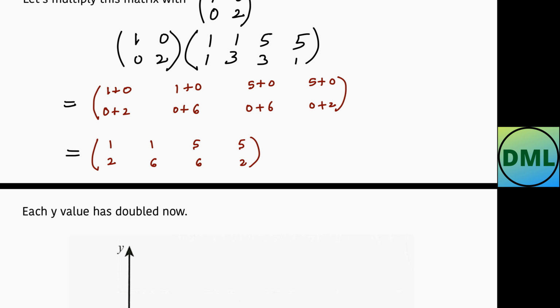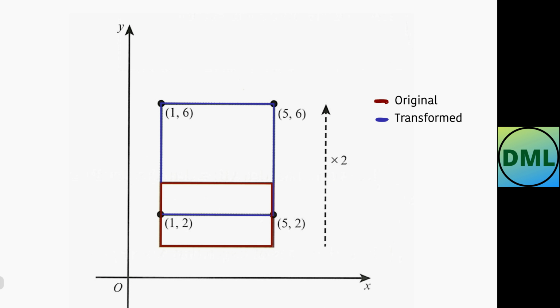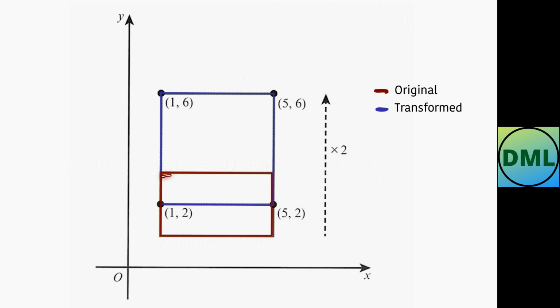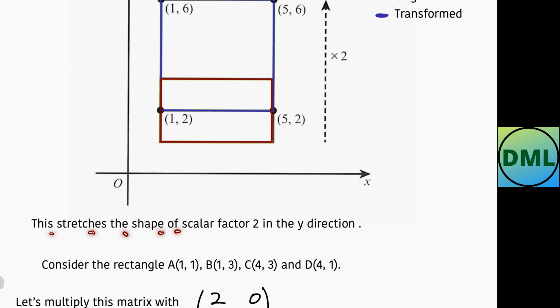If we plot these coordinates, we will get our diagram like this. This red one is our original coordinates. The blue one is our transformed coordinates. As you can see, there is a shift along the y-axis here. This stretches the shape by a scale factor of 2 in the y direction because every y coordinate has been doubled. So this stretches the shape by a scale factor 2 in the y direction.